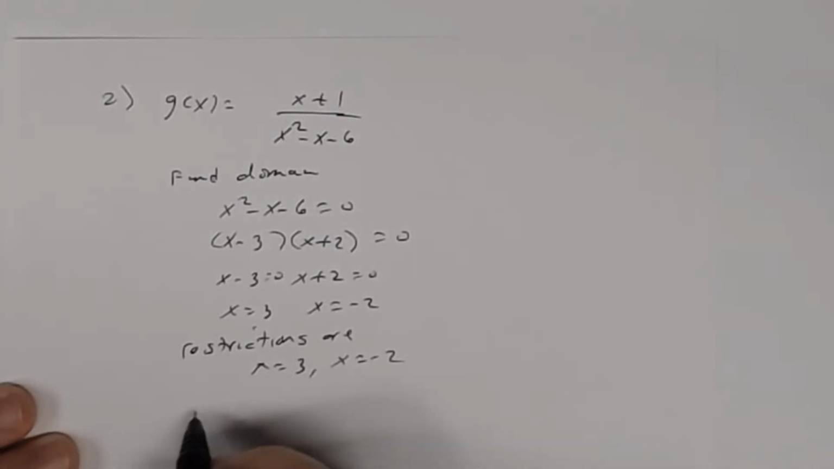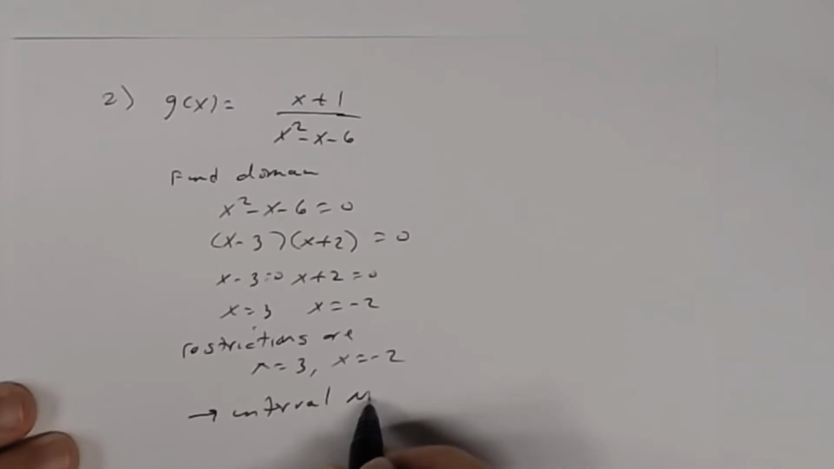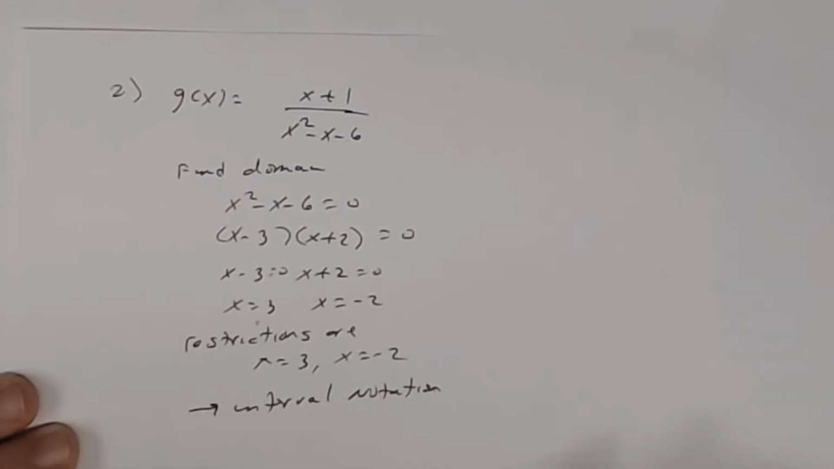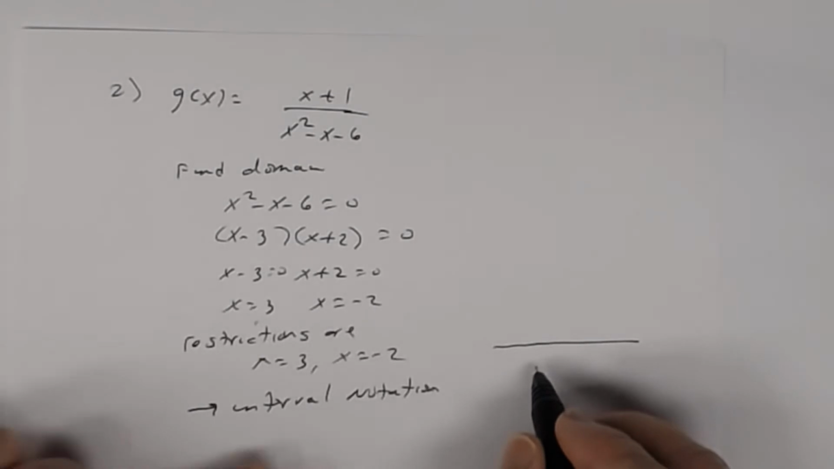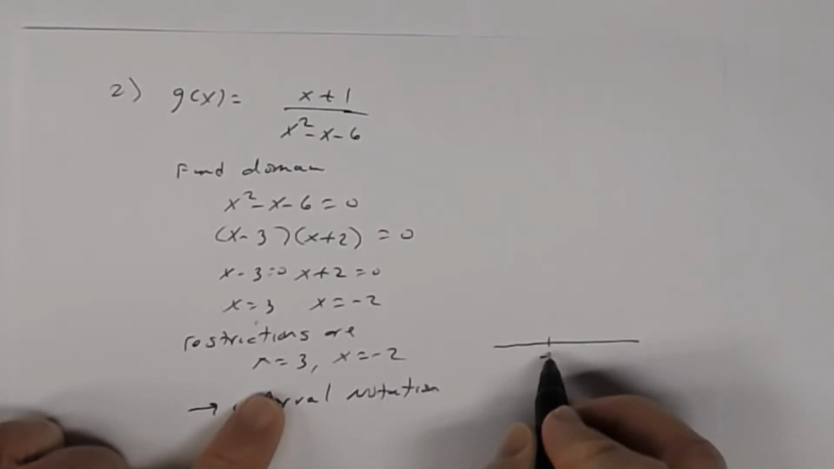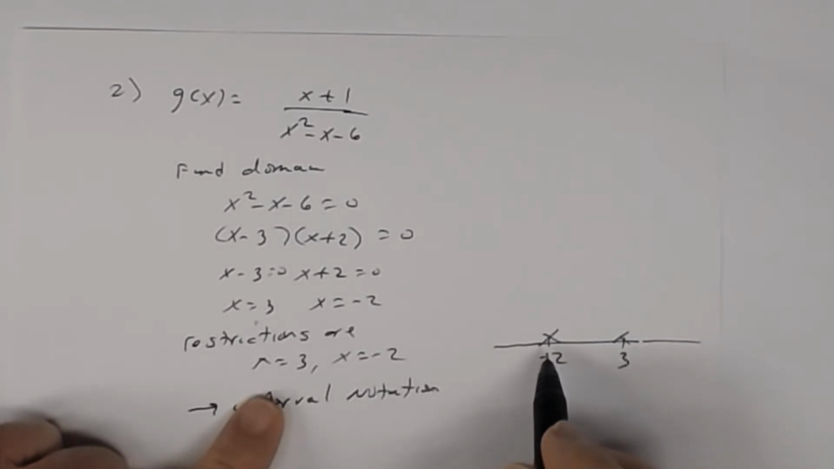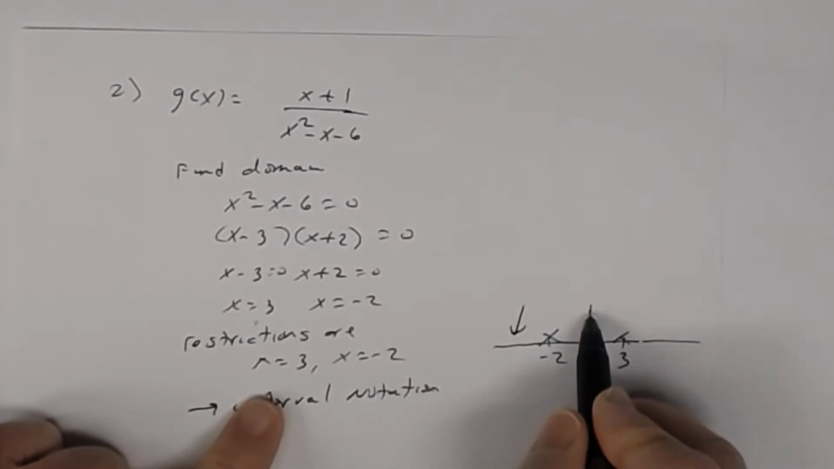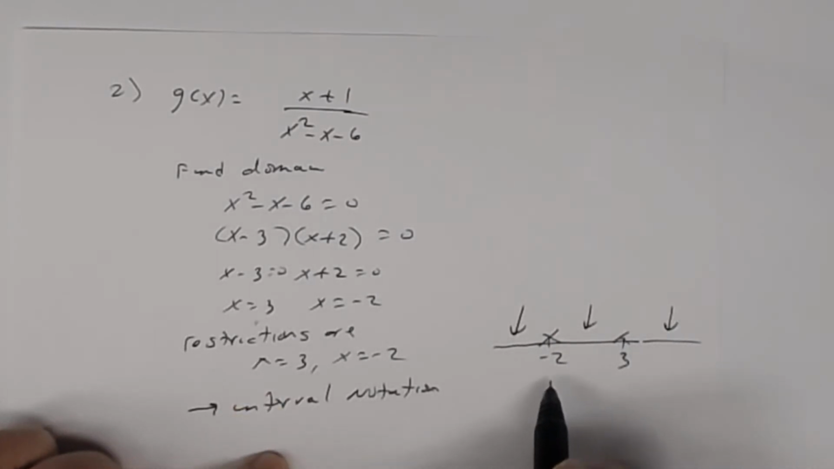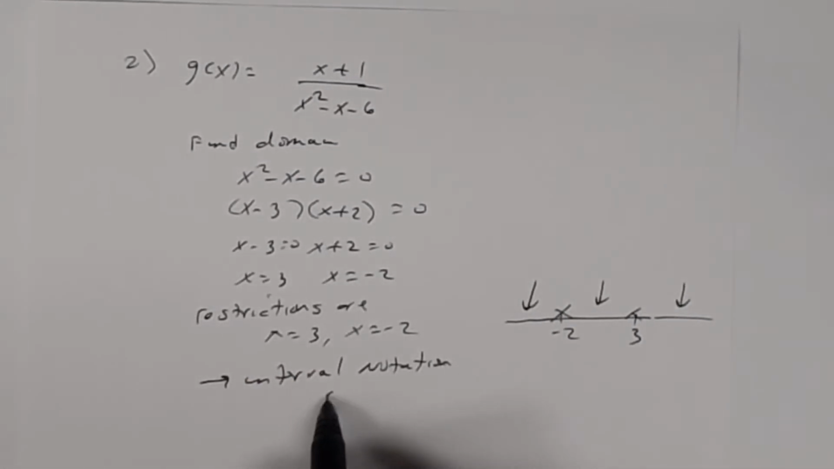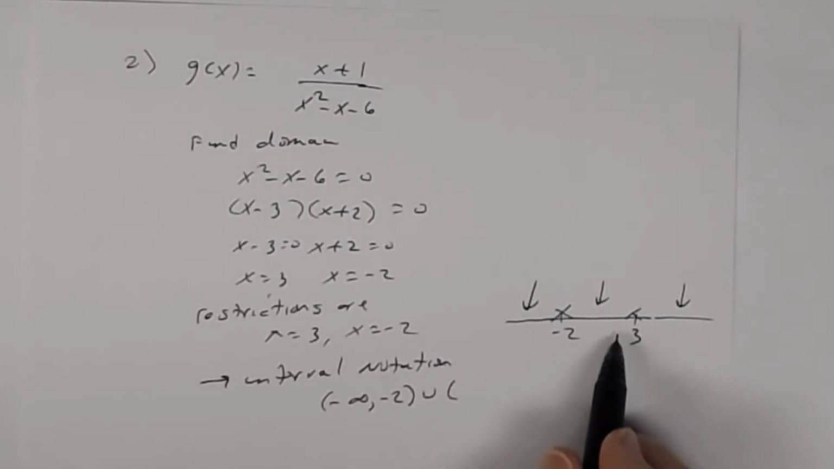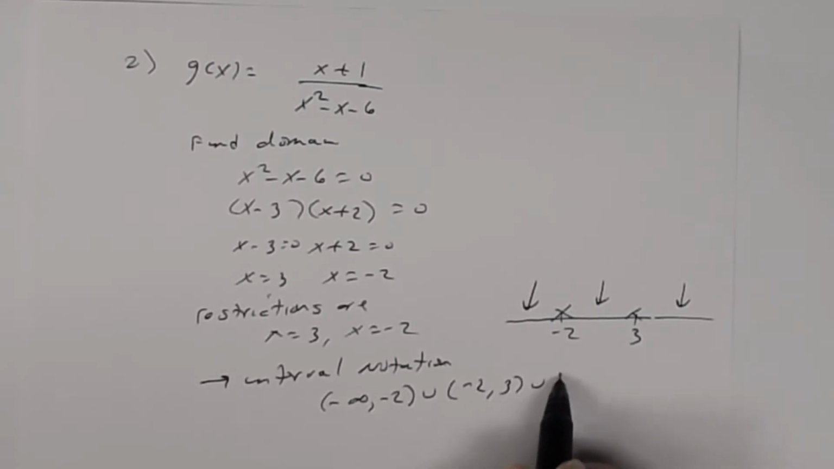All right? So now the domain in interval notation. Let's put this on the number line and put it in order: negative 2 and 3. Cross those out, and notice that those two restrictions divided the number line into 3 intervals. So in interval notation, you're going to say negative infinity to negative 2, union, negative 2 to 3, union, and then 3 to infinity. All right, so those are my three intervals.